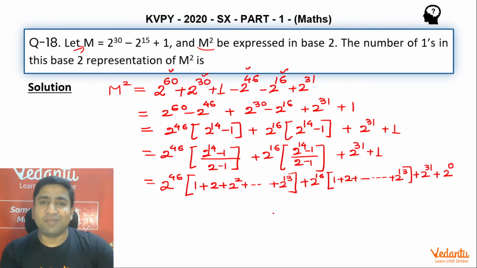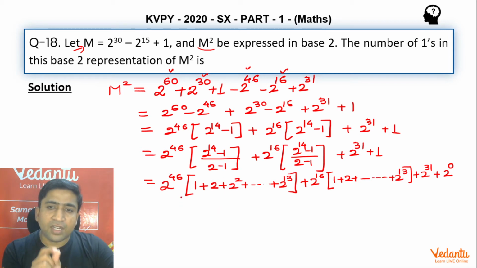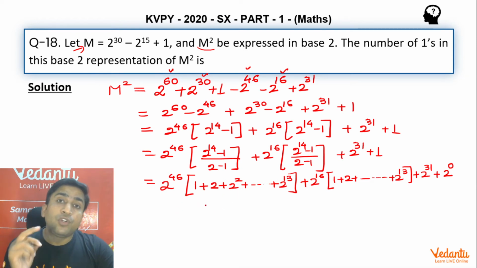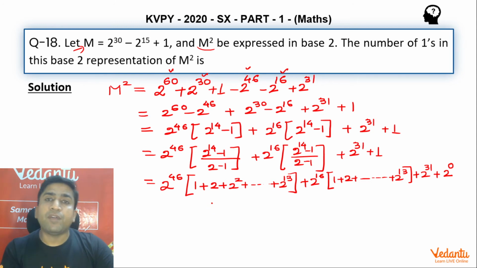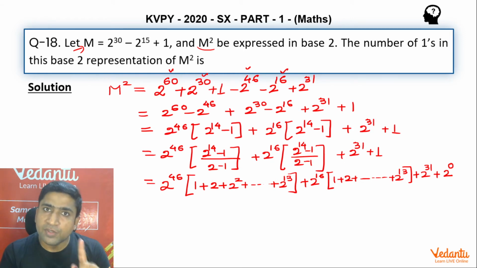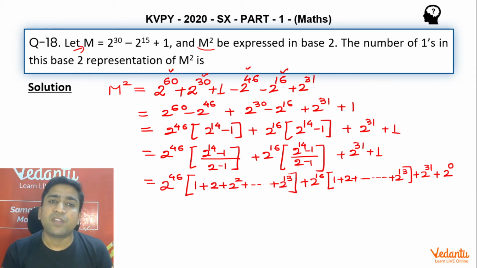I just want to show you something. If you try to observe one of the very special things in this part, every term of 2 to the power is going to contribute 1 in the base 2 representation of m square. I'm just repeating once again, try to visualize. The question is asking how many ones will I have in the base 2 representation of m square? So if I want the base 2 representation of m square, I just need to count the 2 to the power terms, right?